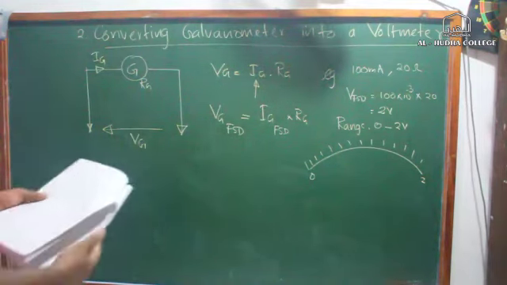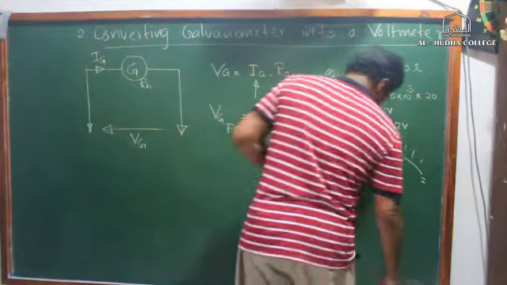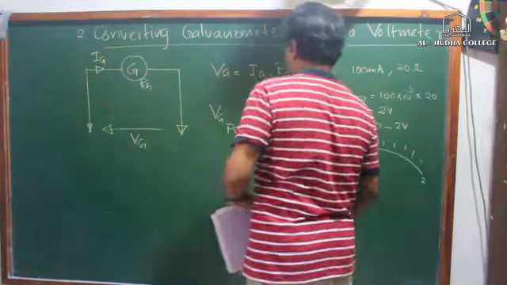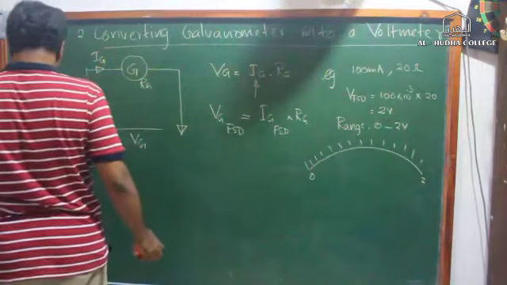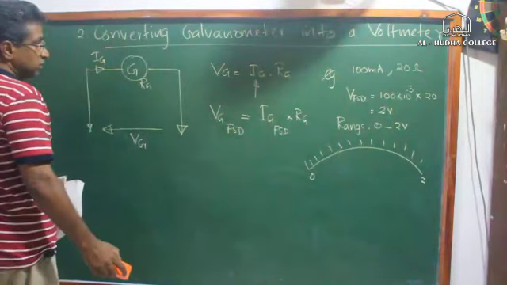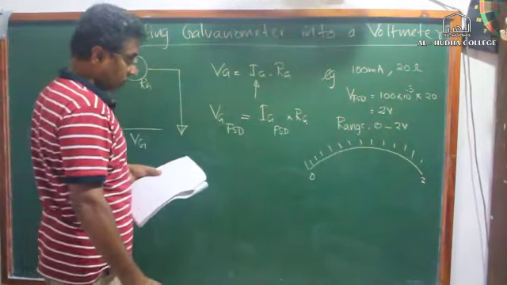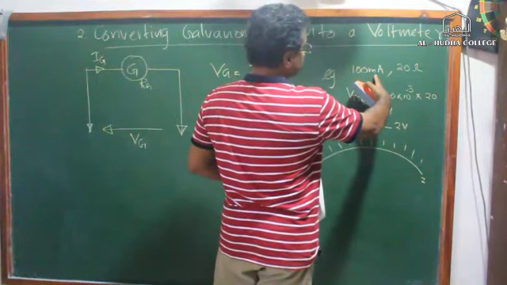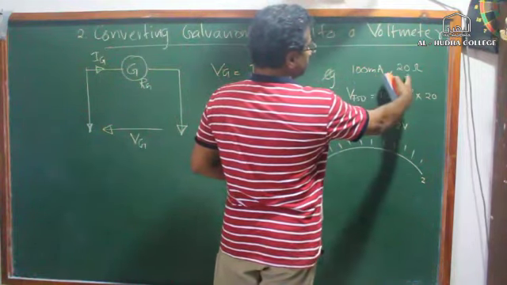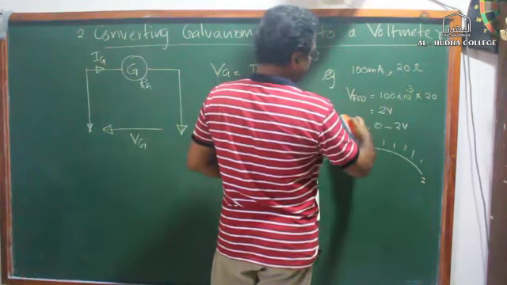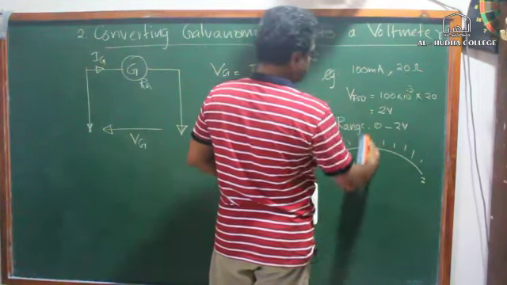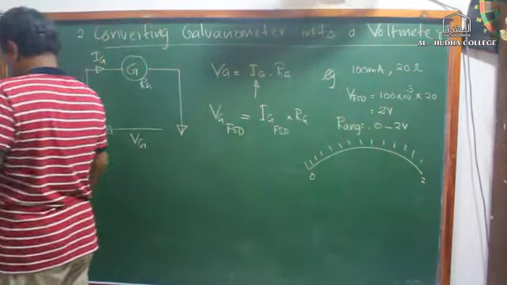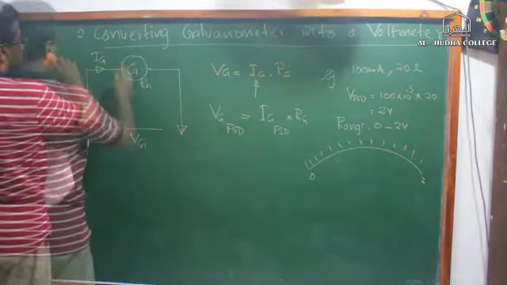Now we will do an example on how to measure voltages using this galvanometer. Keep in mind, we are going to use the same example: a galvanometer with a current full scale deflection of 100 milliamps, 20 ohm internal resistance, and full scale deflection of 2 volts in the voltage range.